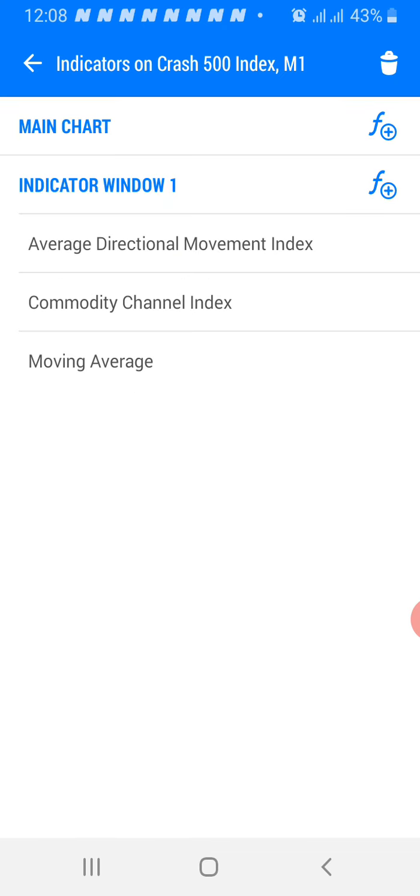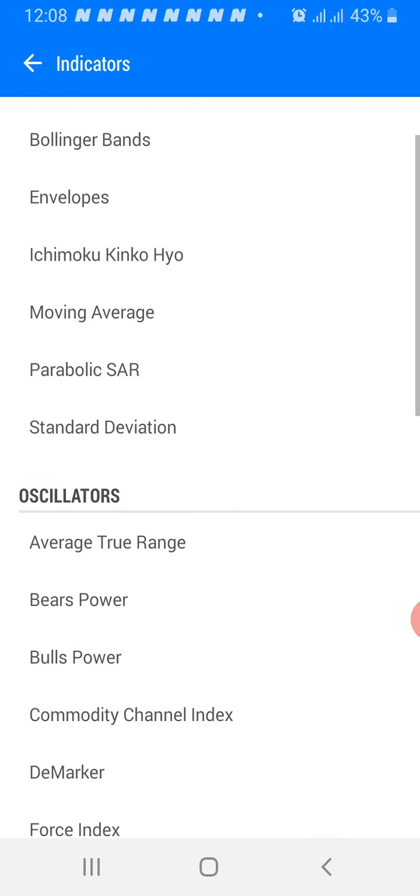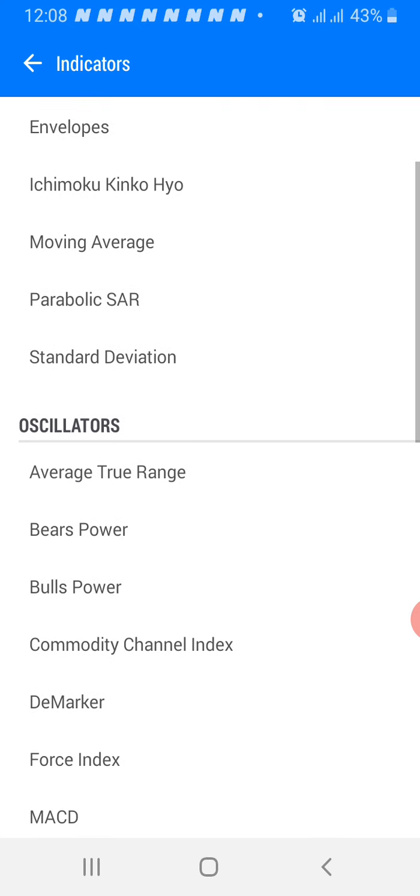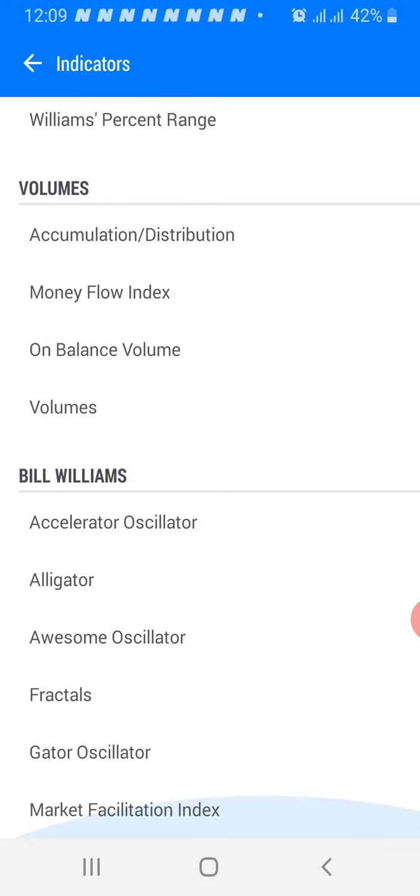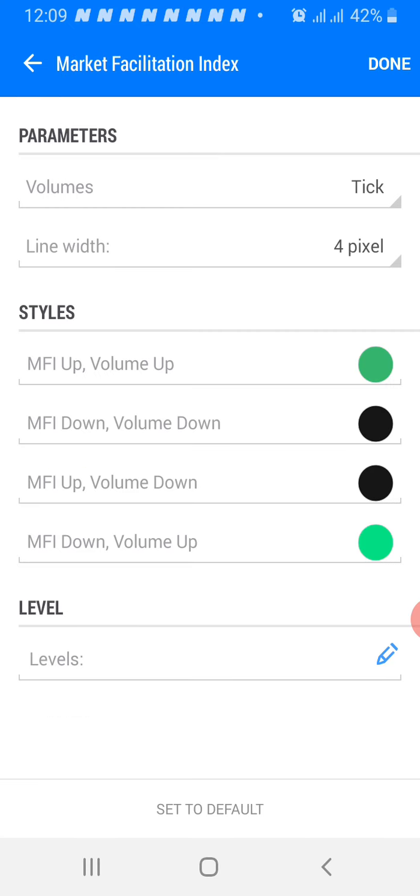Then the next indicator, which is the last indicator we'll need, is the market facilitation index. Click on the indicator tab. Click on add indicator, market facilitation. So yeah, market facilitation, which is the last indicator.